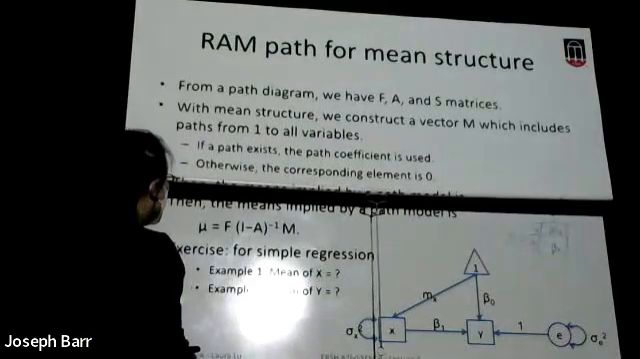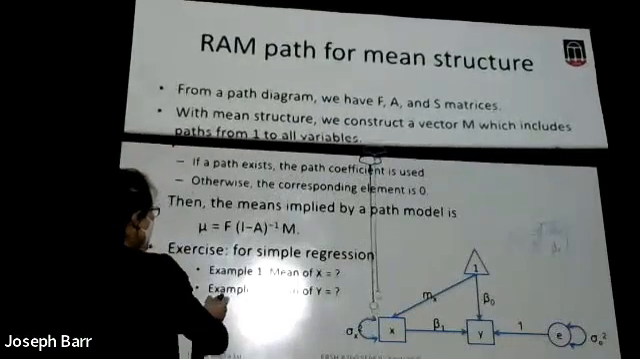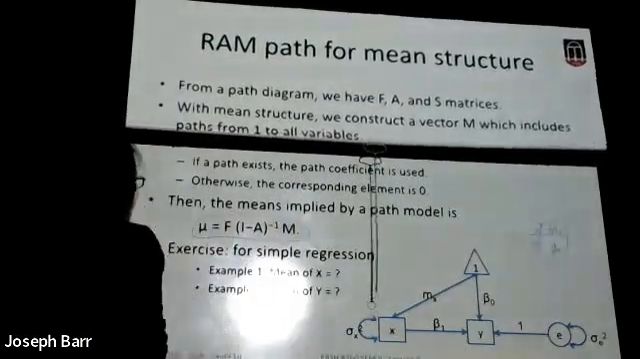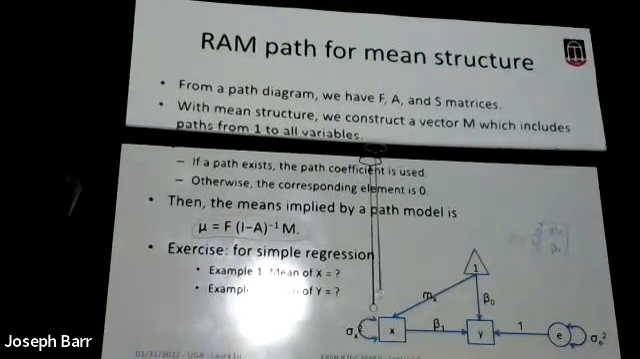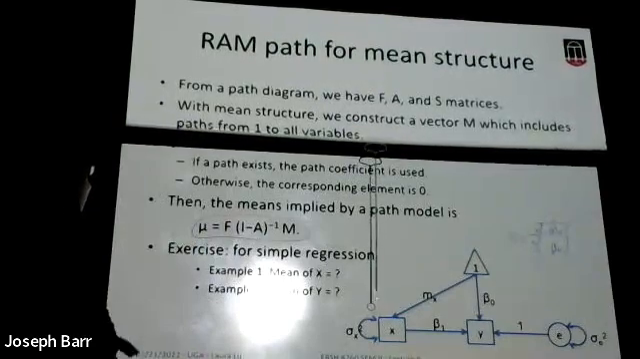And then we use a formula to calculate the mean. This is our formula. So we have the F filter matrix, we have the identity matrix minus the A matrix, where A is the single-headed arrow matrix. We have the M vector. We just do the calculation by following this formula.